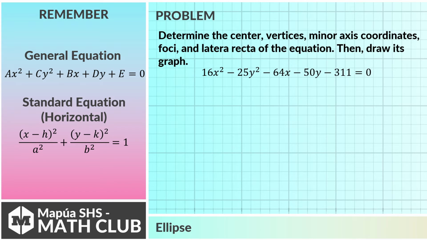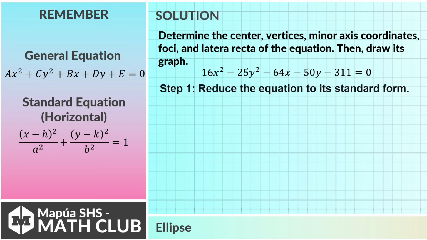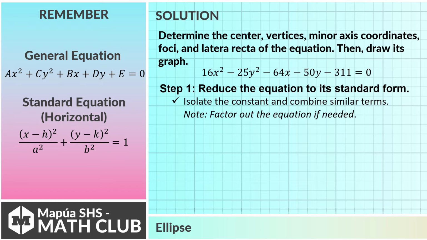Then draw its graph. First, we need to reduce the equation to its standard form. So isolate the constant negative 311 and combine similar terms. Note that we can factor this out to make it easier to solve, and it will result to 16 multiplied to quantity x squared minus 4x plus 25 multiplied to quantity y squared minus 2y is equal to 311.